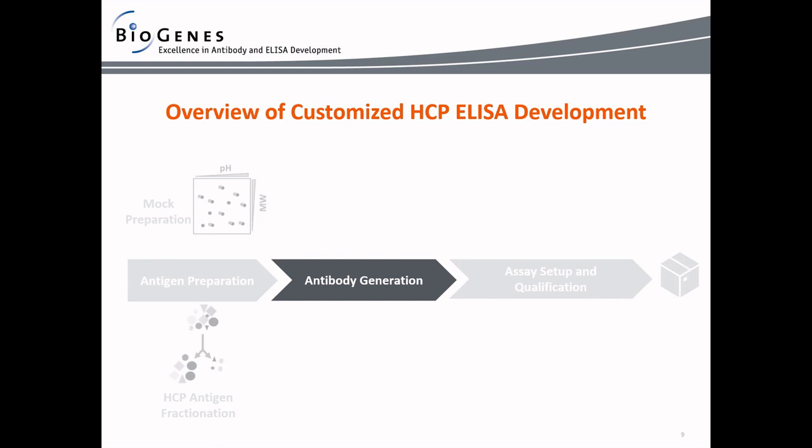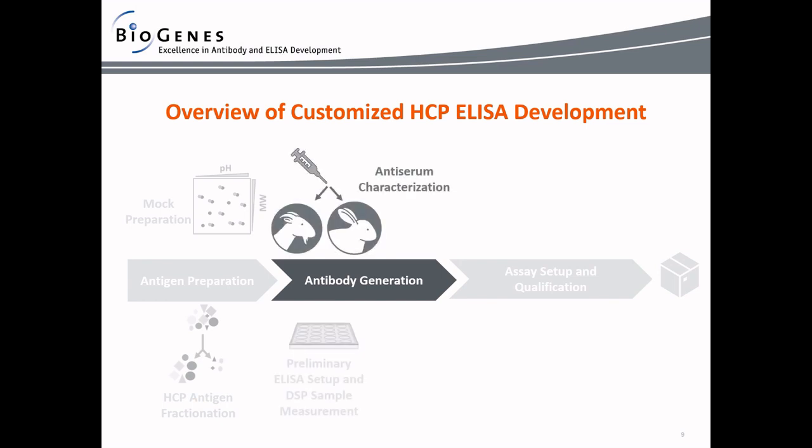After having prepared and sufficiently characterized the HCP antigen, the antibody generation phase starts, which includes animal immunization, antiserum characterization, and antibody purification.